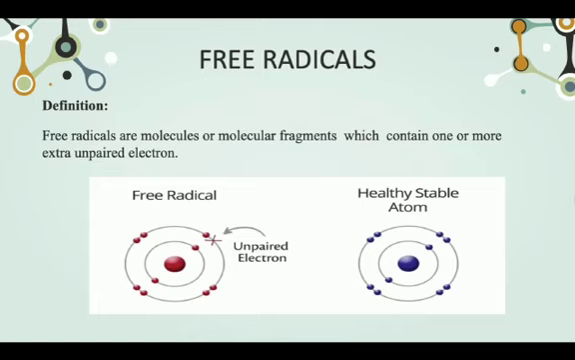Definition of the free radical. Free radicals are molecules or molecular fragments which contain one or more extra unpaired electrons. As we can see in this picture, the outermost orbit of a healthy stable atom is complete and there is no extra unpaired electron. As compared to this, a free radical's outer orbit has an unpaired extra electron. In order to complete its orbit, a free radical always snatches an electron from a healthy atom. In doing so, it can cause damage to different tissues and organs.